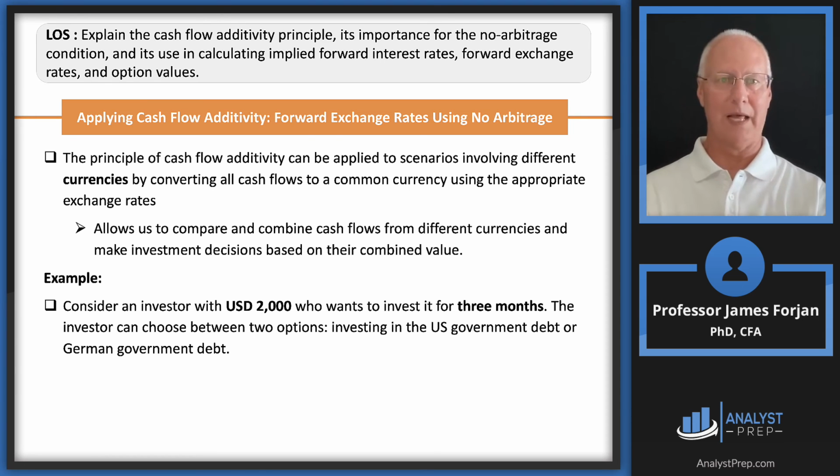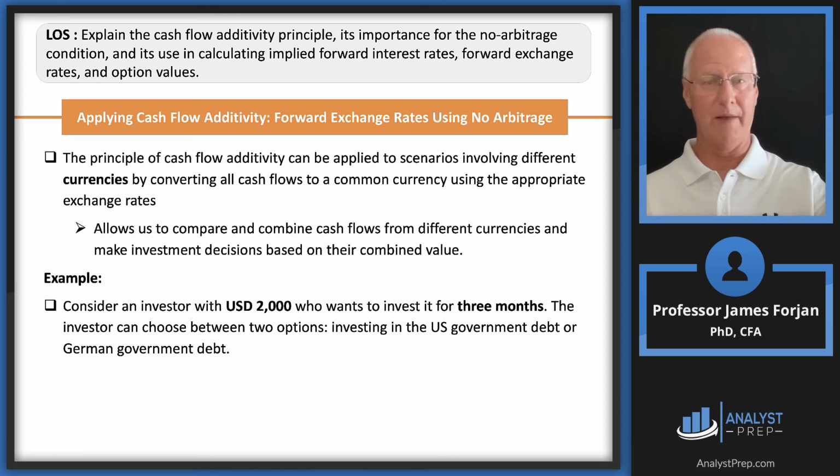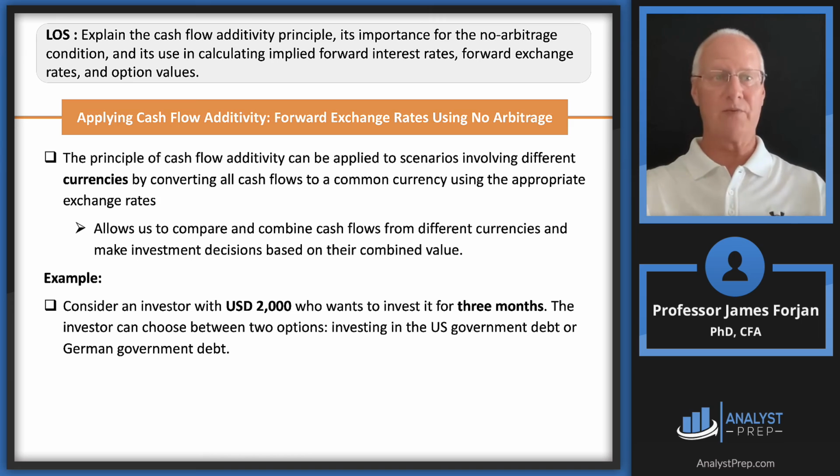Now, how about if we do one last thing here? Forward exchange rates using no-arbitrage. So we can do this with currencies. Now, remember, we haven't learned this yet, but currencies can be exchanged for other currencies. And so an exchange rate is just the value of one currency in terms of the value of another currency. So let's look at this quick example down at the bottom.